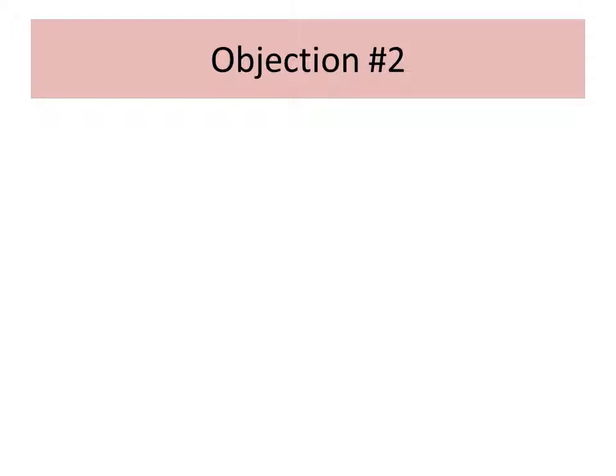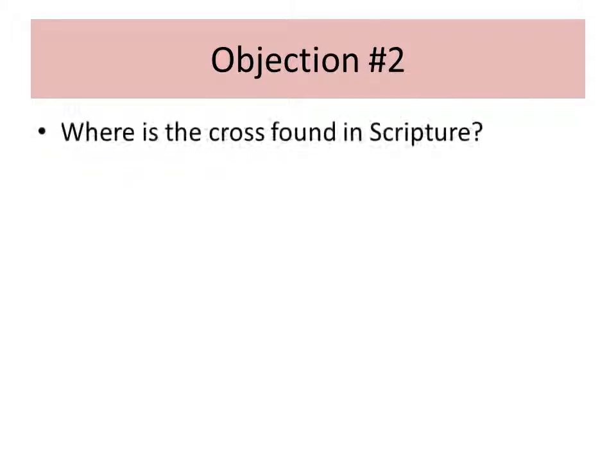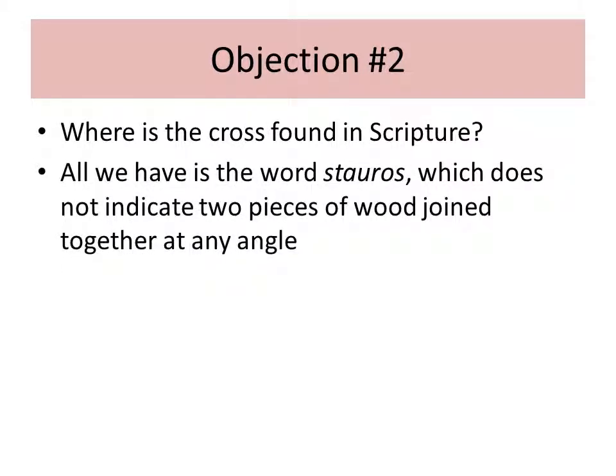So, now let's deal with the second objection. And this one I'm going to take quite a bit longer on because it's actually more important. Where is the cross found in Scripture? You're not going to see a word that directly translates to cross. All we actually have is the word Staros, which does not indicate two pieces of wood joined together at any angle, as God's kingdom rules continues to make abundantly clear.